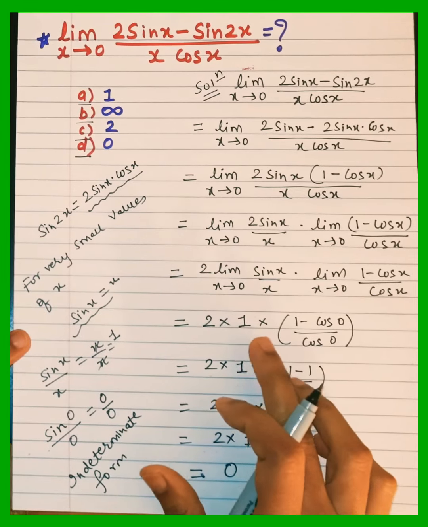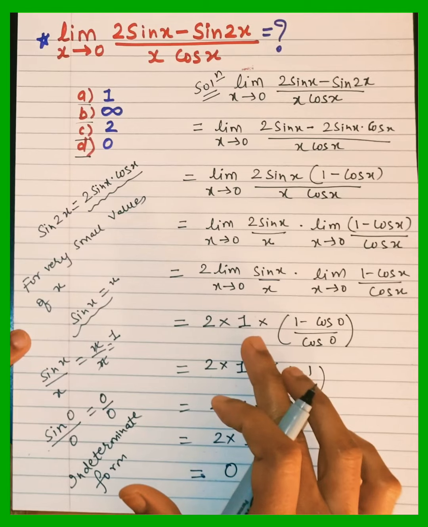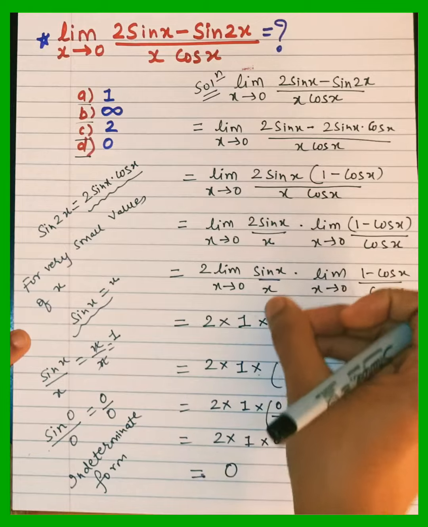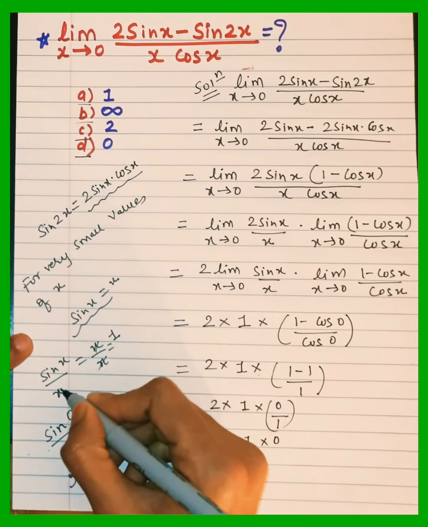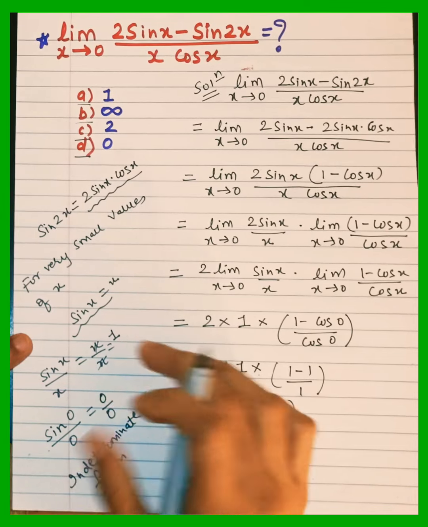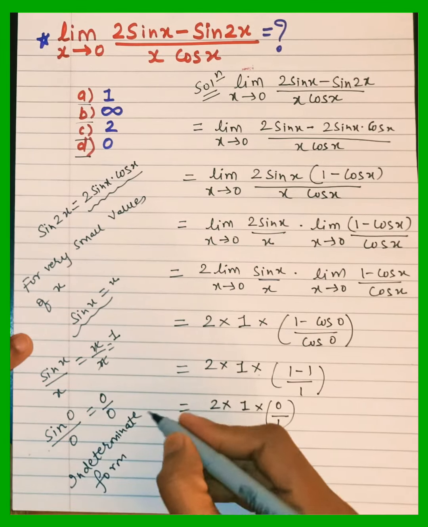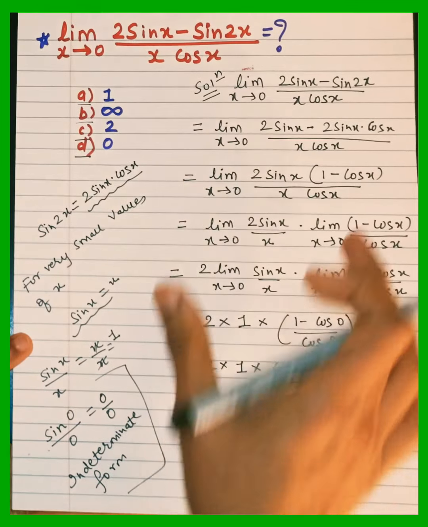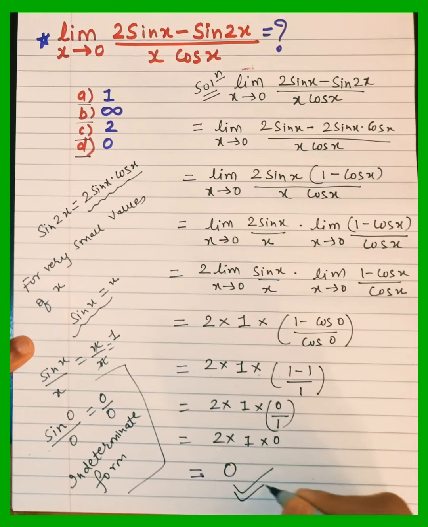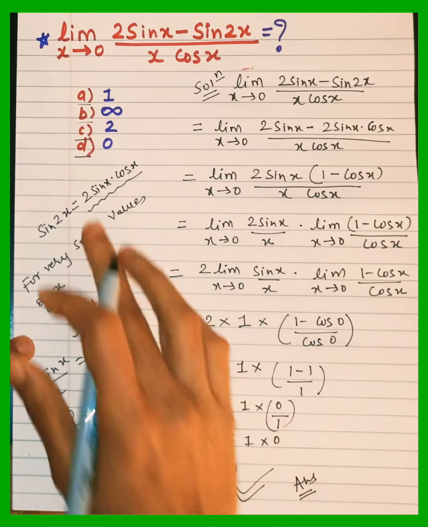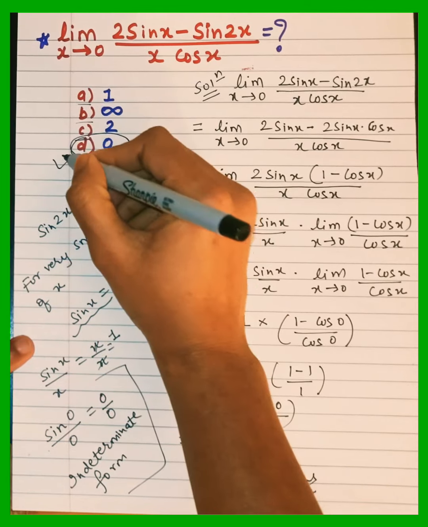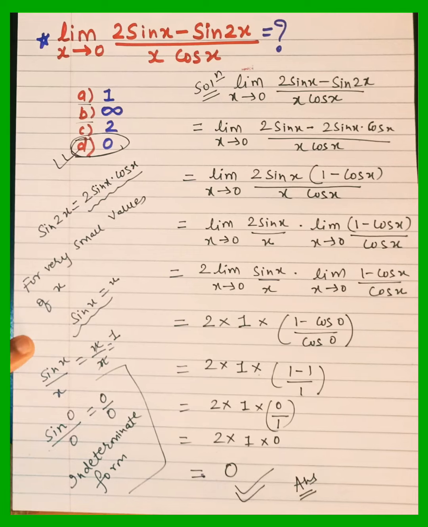As I told you, for very small values of x, sin x will become equal to x. So in place of sin x, we can keep x, and x upon x will give us 1. Here we cannot keep 0 because it becomes an indeterminate form. So this way we will get the solution for this question. Our final answer will be 0. I hope you understood. If you check the options, option D will be the correct answer for this type of question. I hope you understood. Thank you.